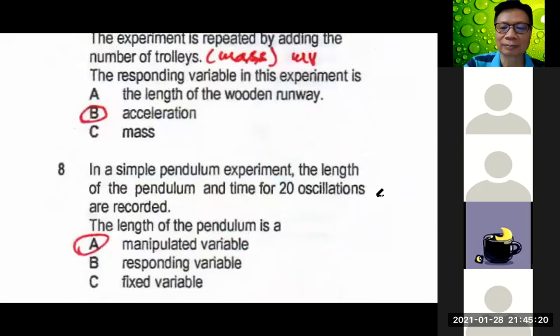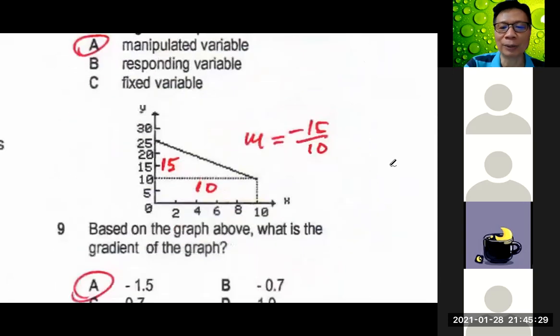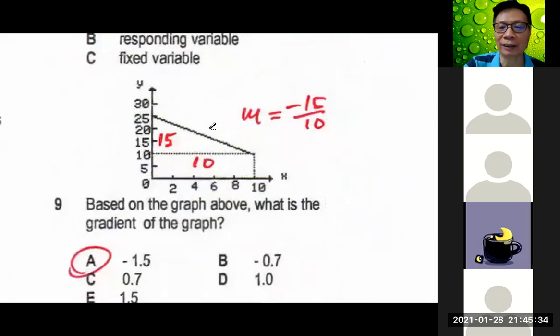gradient? Also got someone give answer already. Number 9, all A. Okay, I think A lah. Everybody give A lah. Yes, 1.5. Negative 1.5, okay? And one more, I think the last. What is the unit for the gradient? Only Bernard gave an answer. Bernard said T.